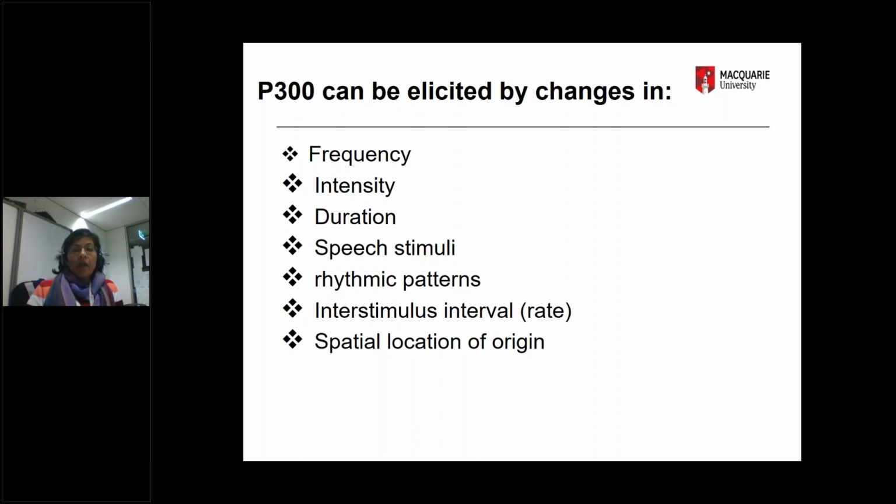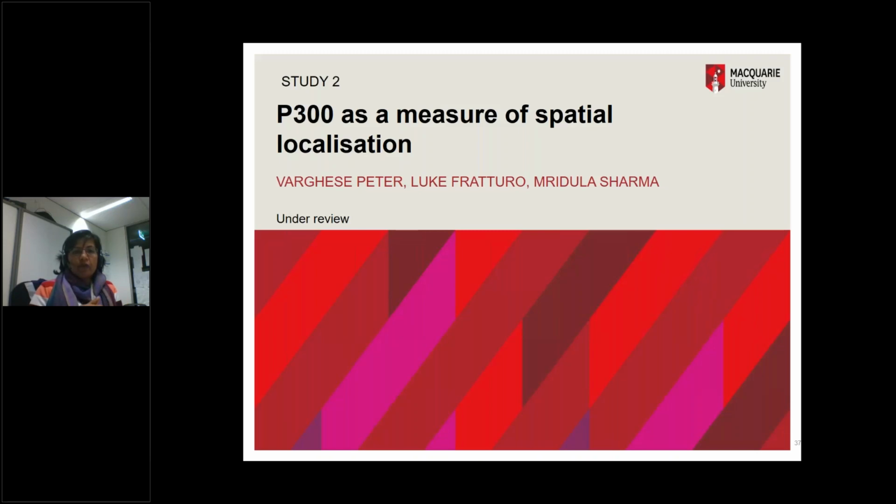You can have speech stimuli. I've shown you the DA-GA. You can have a rhythmic pattern, so complex tones, and change the rhythm. You can change it by adding a tone to it or omitting a tone. You can have the rate difference. I think I showed you an example of that. I do want to show you an example of spatial location of origin. So this is a study which is under review. This is done by my master's student, Luke, and my postdoc and a colleague, Vargas Peters, who worked on this.